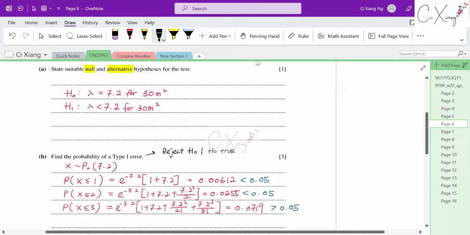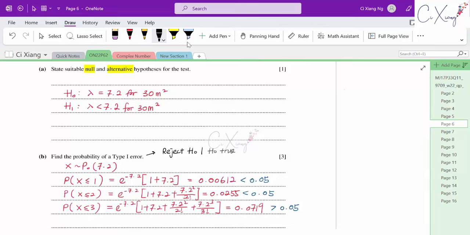So from here I think we should stop, because we already know where the rejection region is. You will see that x equals to 1 is under the rejection region, x equals to 2 is also under the rejection region, but for x smaller equals to 3, the area is already more than the significance level. Therefore, x equals to 3 falls under the acceptance region. So we know that the rejection region, or the critical region, is x smaller equals to 2.